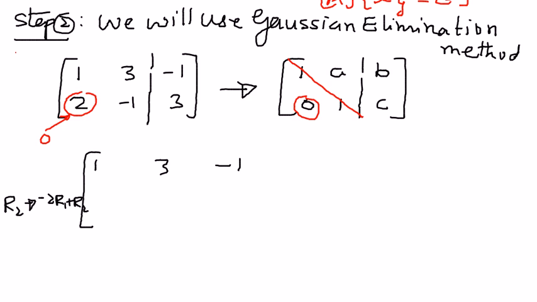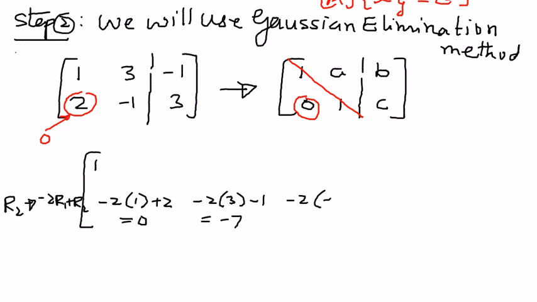And the way to do that is as follows. Negative 2 times 1 plus 2, that is equal to 0. Let me erase these and then I'll come back and write them in a minute. And then we have negative 2 times 3, which is negative 6, plus negative 1, which is negative 7. And then the third one here is negative 2 times negative 1 plus 3. That's going to be equal to 2 plus 3, which is equal to 5.